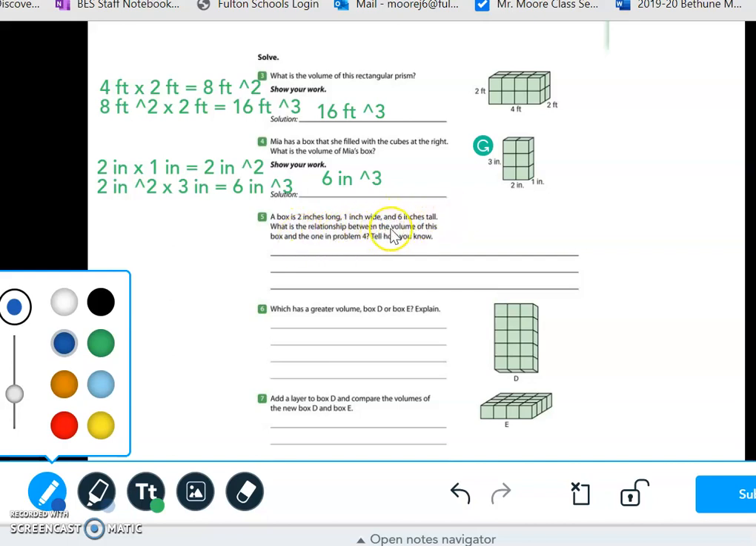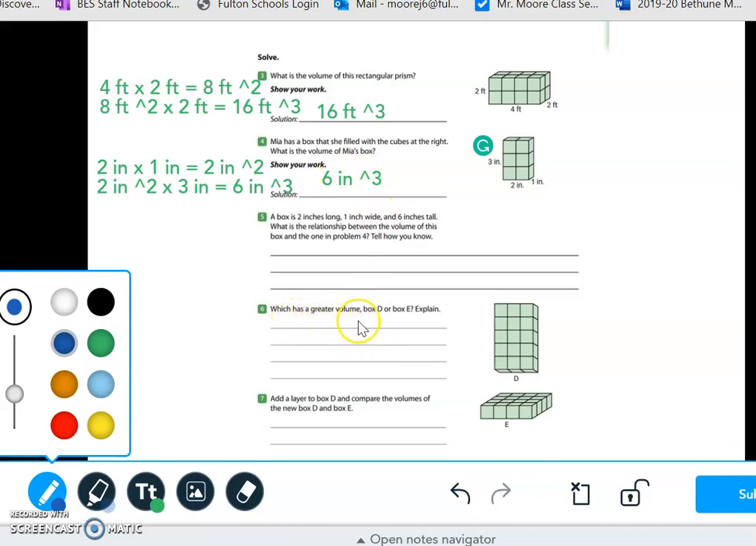For 5, it says a box is 2 inches long, 1 inch wide, and 6 inches tall. What is the relationship between the volume of this box and the one in problem 4? So first we need to find the volume of this box. We're multiplying our 2 inches by our 1, which is 2, times our 6, which equals 12. So we know we got 12 inches cubed. If we relate that to 4, we know that's going to be twice this volume.